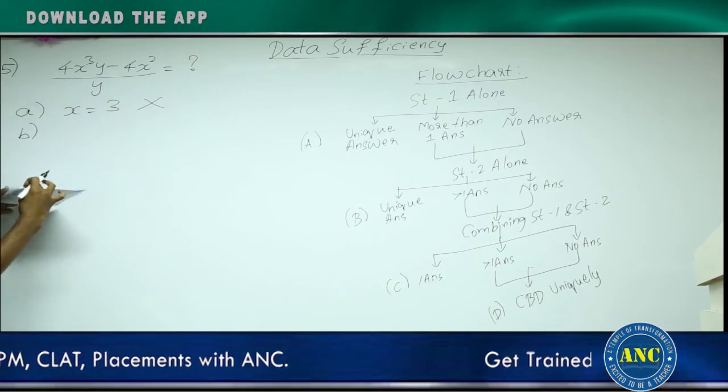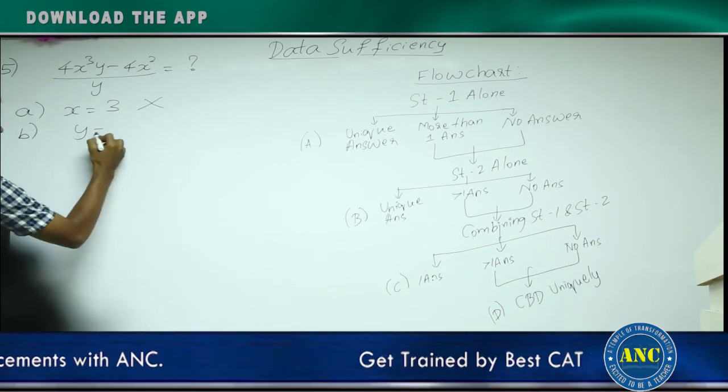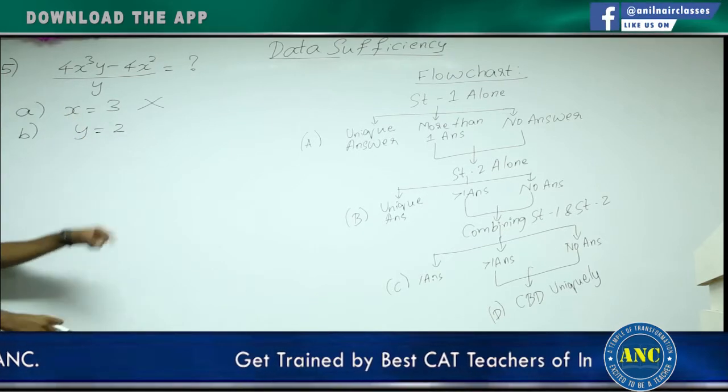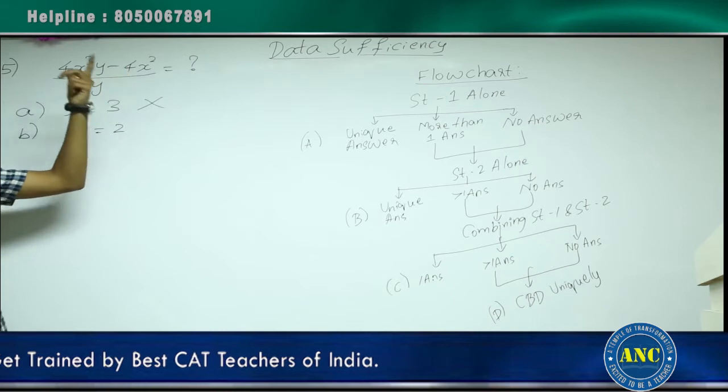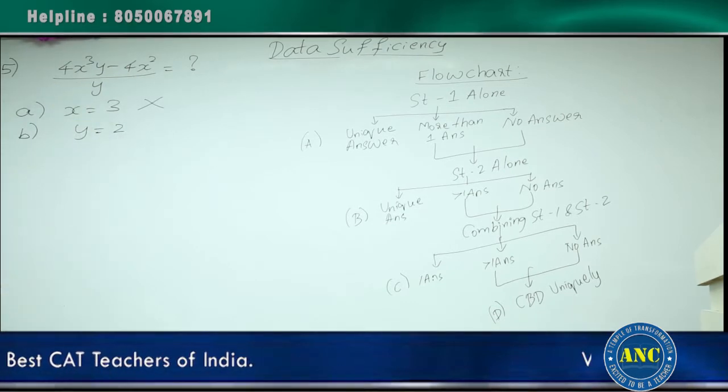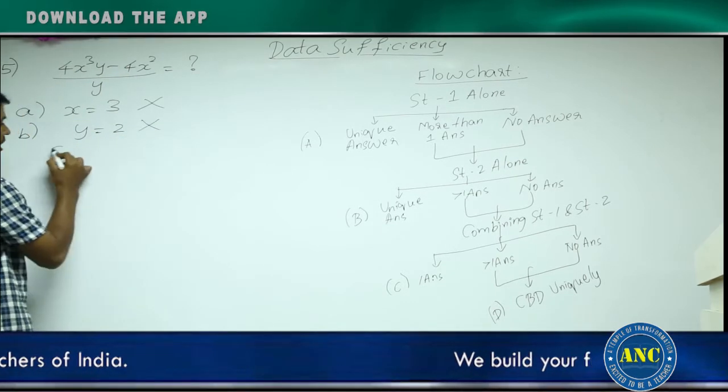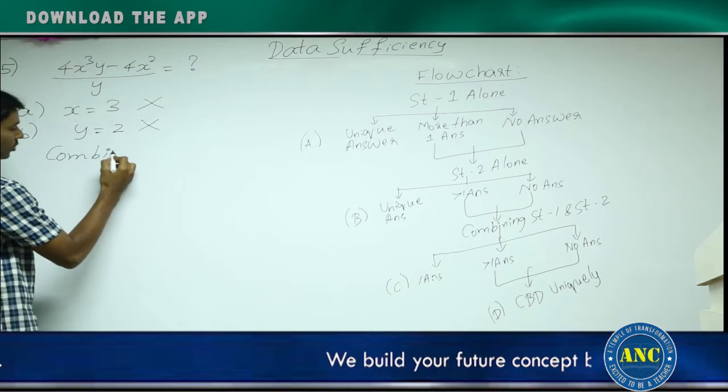Similarly, statement 2 alone: y is equal to 2. Same explanation. If I substitute y is equal to 2 in these places, I don't have any information about the value of x, so I will not get a unique answer. This is also ruled out. After that, I need to combine both the statements.